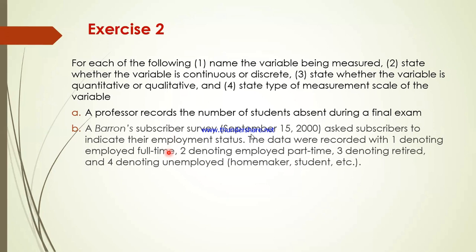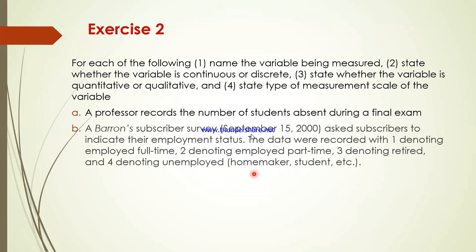And then whether it is quantitative or qualitative, because these are the measurements of this employment status. These are the categories, right? Even when we use numbers, they are used to label it. These are the labels for the employment status. So it is a qualitative variable because non-numerical values are used. And then the measurement scale. Is it an ordinal or nominal measurement scale?